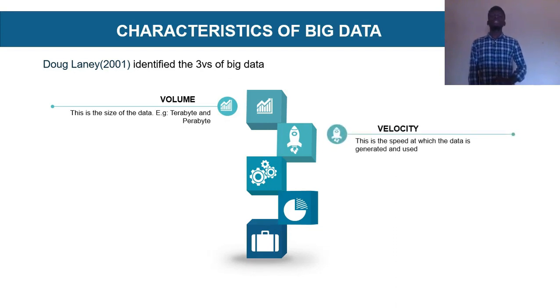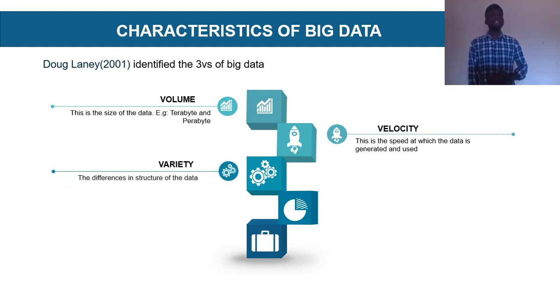The next characteristic he talked about is velocity, the speed at which this data arrives at us, the speed at which this data is being generated. Every day on social media we generate tons of megabytes and gigabytes of data. Usually big data is generated at high speed. Every second, every minute, big data is being generated. So the speed of the generation of this data is very important in identifying big data.